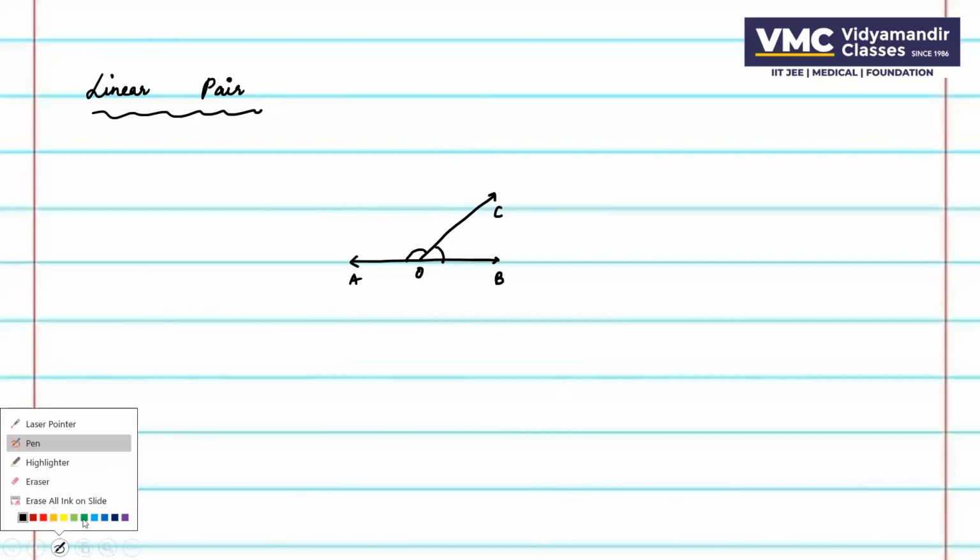Next, we come up to linear pair. The linear pair of angles are the adjacent angles whose sum is equal to 180 degrees. If I have taken this as a straight line and I'm drawing a ray over it, be it OC. So angle AOC and angle BOC are formed on a straight line. That means their sum is 180 degrees. They are a linear pair, right?